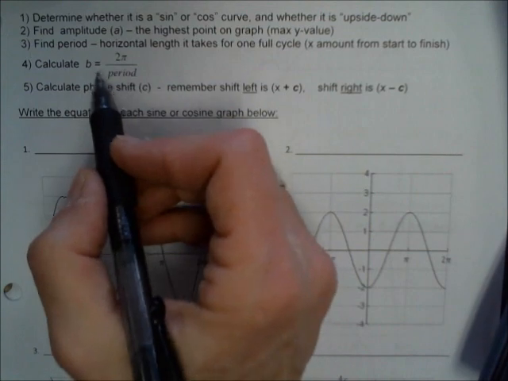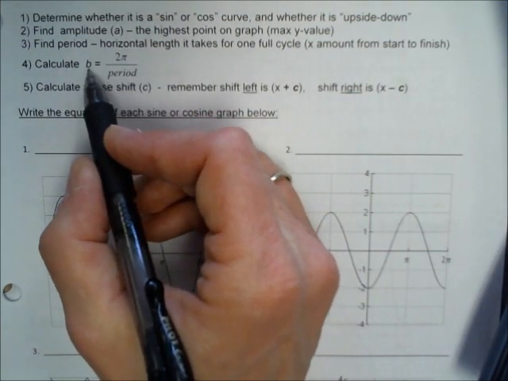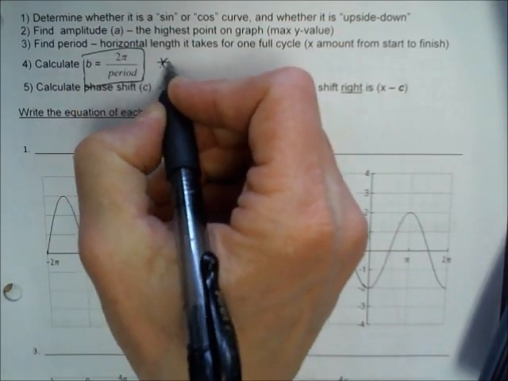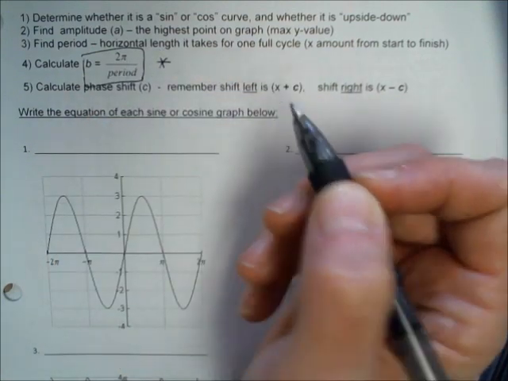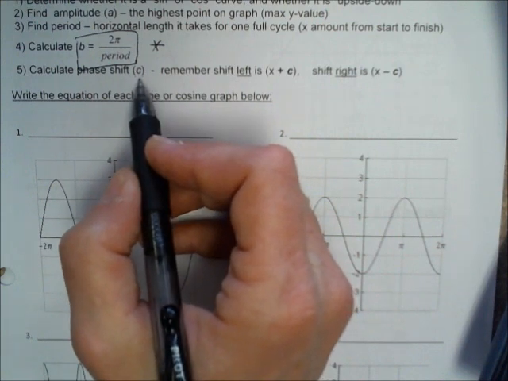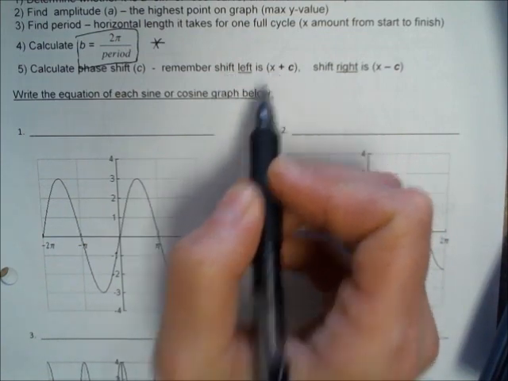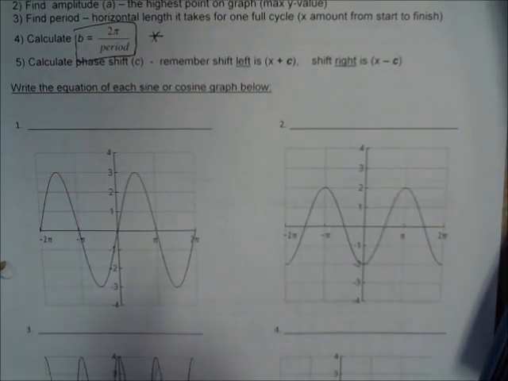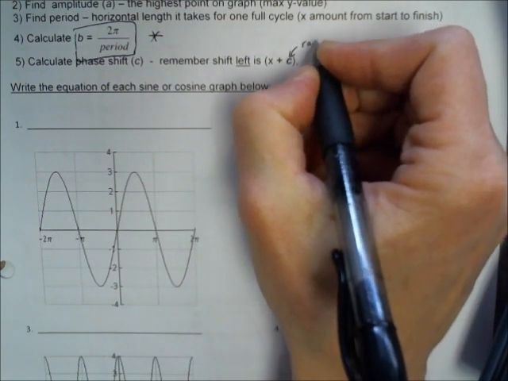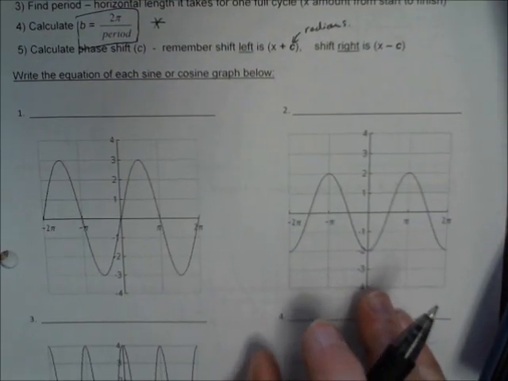So we've calculated the A value in step 2. We're calculating the B value in step 4. So this is the B value. This is really important. After we figure out the period, we calculate B. And then the last thing to do, if there is a phase shift, the C value, we have to calculate how far left or right it has been moved, and then plug that value in for C. And remember, all these C values are going to be in radians. The A and B values will just be regular numbers, not radians.